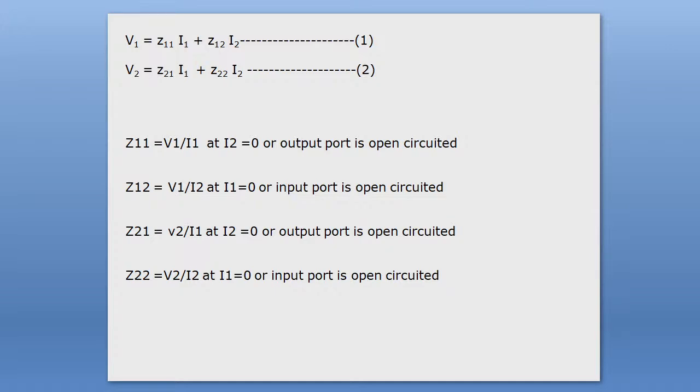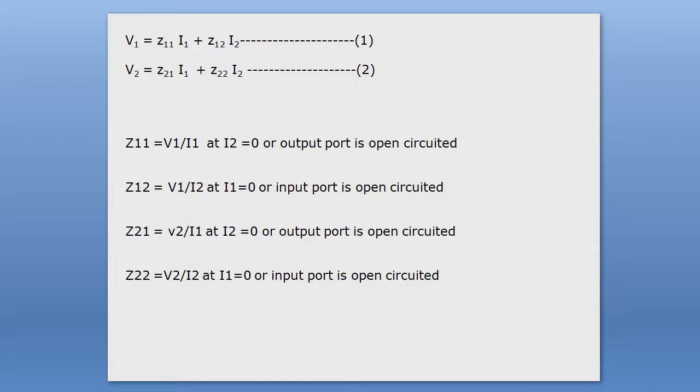For this two port network, the input port impedance or driving point impedance equals V1 by I1, the input port driving point impedance. If you consider Z22, this is associated with output port variables V2 and I2. That means this is also known as output port driving point impedance Z22. Therefore, Z11 and Z22 are driving point impedances for input port and output port.